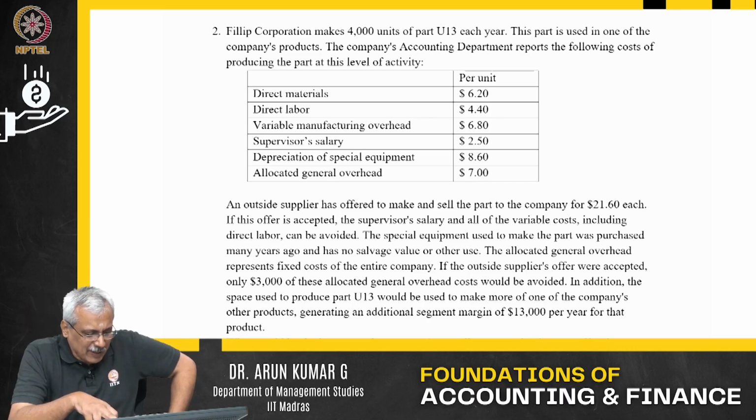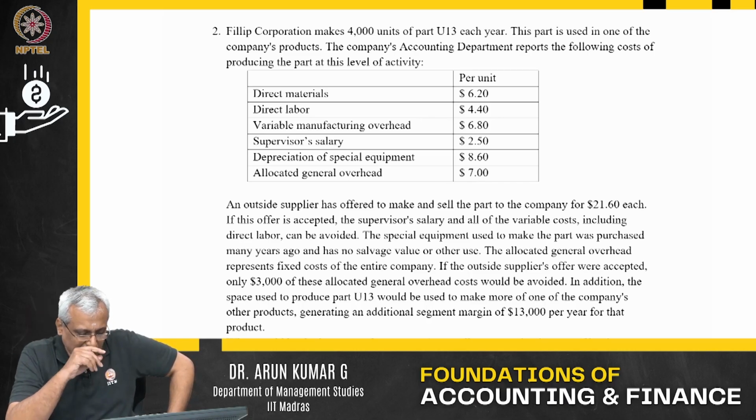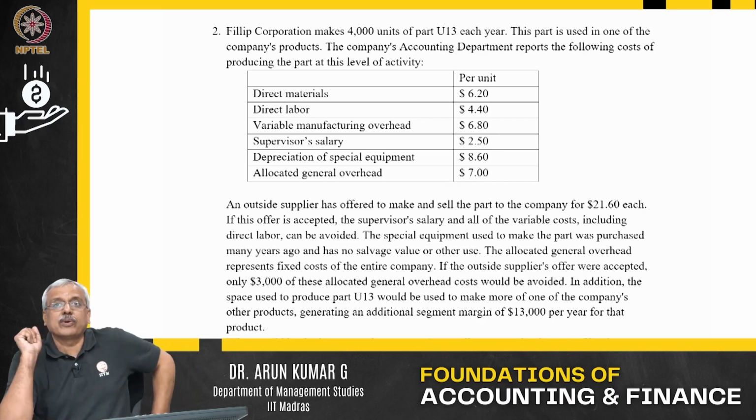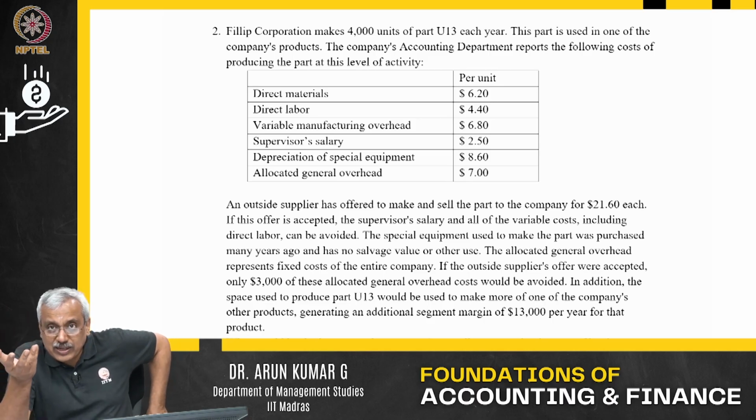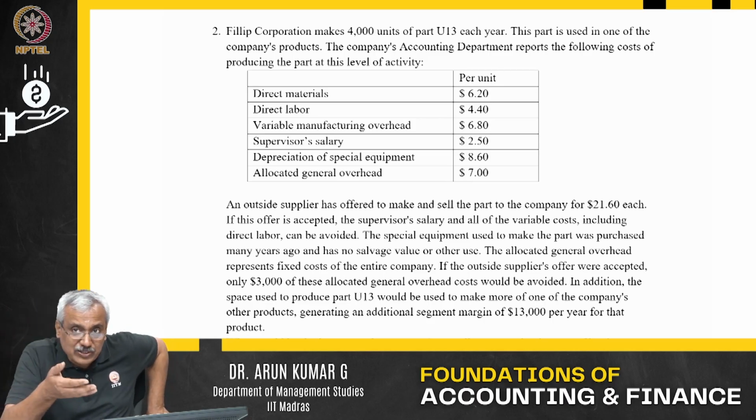In addition, the space utilized to produce part U13 would be used to make more of one of the company's other products, generating additional segment margin of 13,000 per year for the product. So what is happening? Your revenue is going to increase by 13,000 if you do not manufacture. If you manufacture, that revenue you are not going to get. If you are not going to manufacture, that revenue you are going to get.